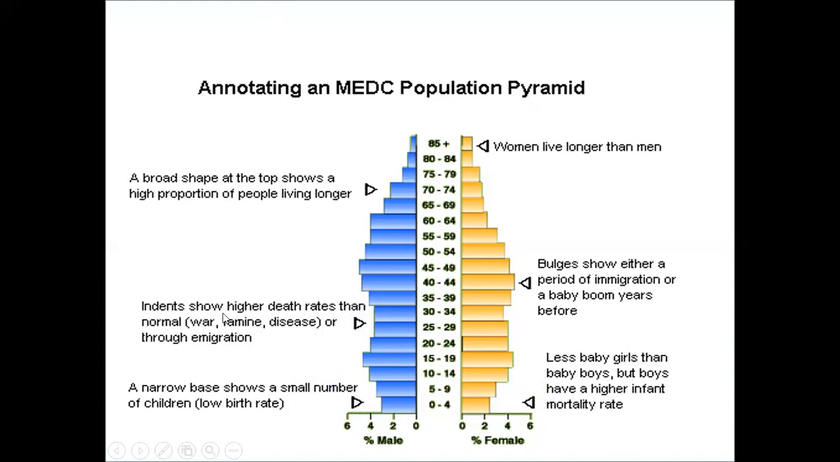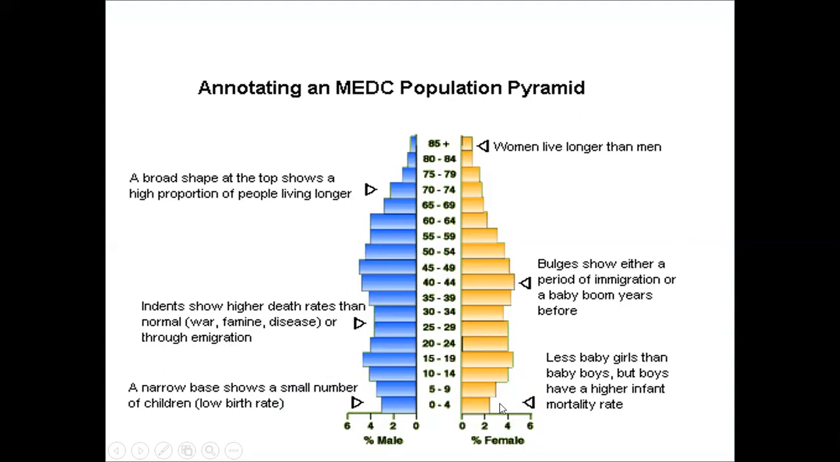Bulges show higher death rates than normal because of war, famine, disease, or immigration. You can see here from age 25 up to 34, lots of people are dying. And after that, the bar chart is getting wider. This shows either a period of immigration or a baby boom years before. Here you can see the period of baby boom or immigration.